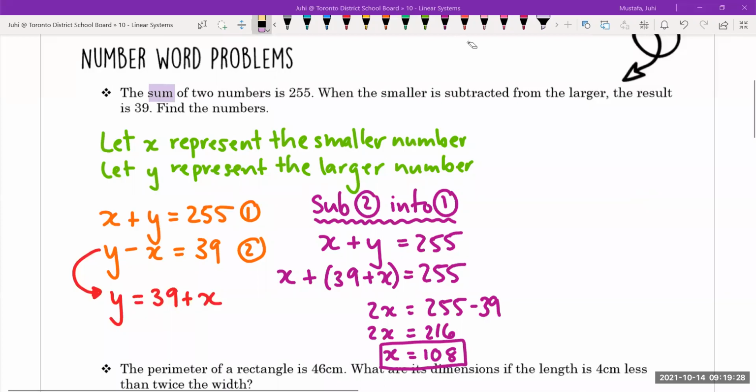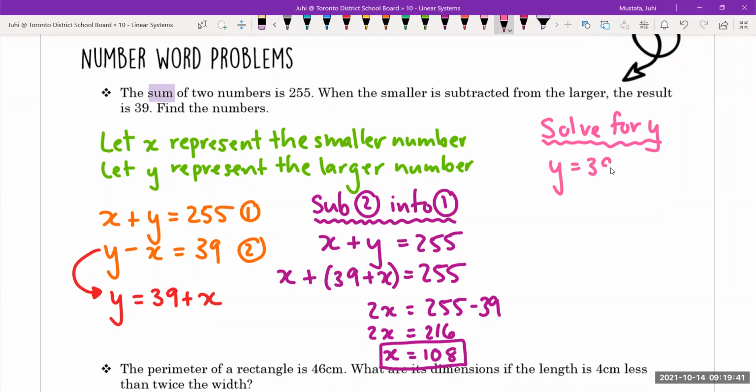Okay, so we got x is equal to 108 for our x, and now I'm going to go ahead and solve for y. And to solve for y, all you're going to do is put your x into this equation right here. So y is equal to 39 plus x, which is going to be 39 plus 108. And what did you get for that again? 147.